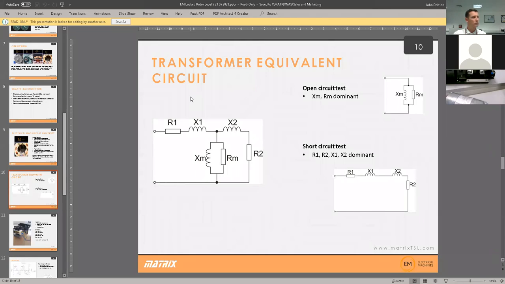Similarly, we then put a short circuit across the secondary, and in that mode, we can assume that the magnetizing reactance and the magnetizing resistance are fairly small in terms of the circuit, so we can ignore them as far as the calculations are concerned. And again, if we can measure the voltage and current, then we can deduce what the reactance and the resistance are in that circuit. Now, if I can, I'll just flip to the video.